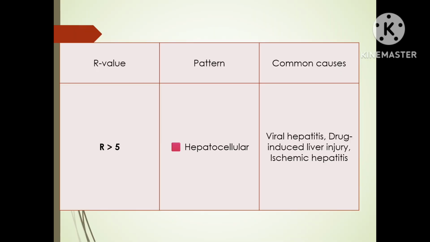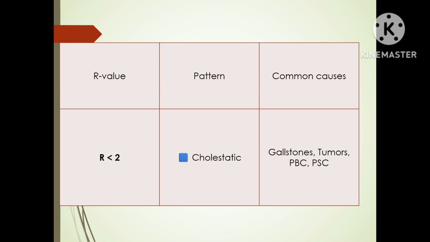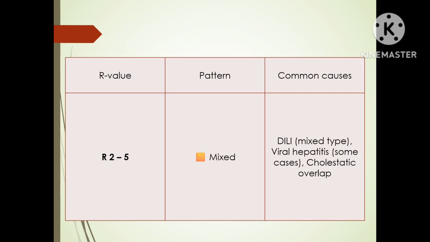An R value greater than 5 indicates a hepatocellular pattern, and if it is less than 2, it suggests a cholestatic pattern. Values between 2 and 5 indicate a mixed pattern, showing features of both hepatocellular injury and cholestasis. We check the bilirubin value.